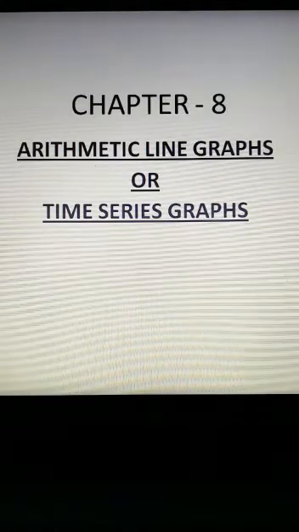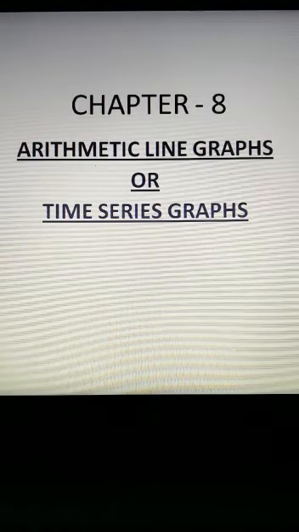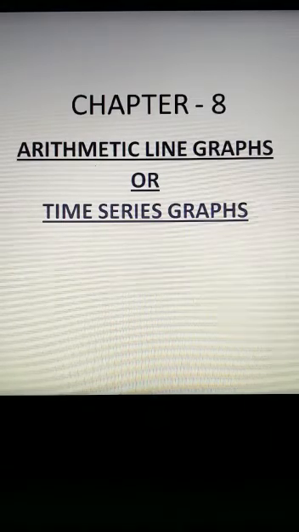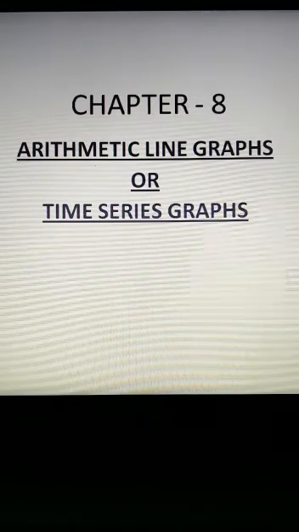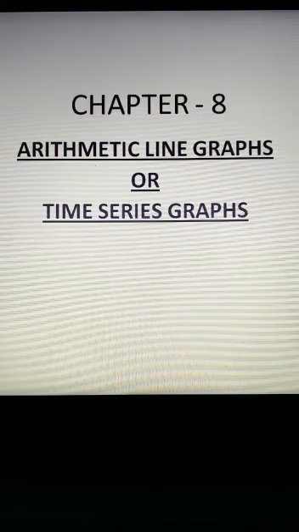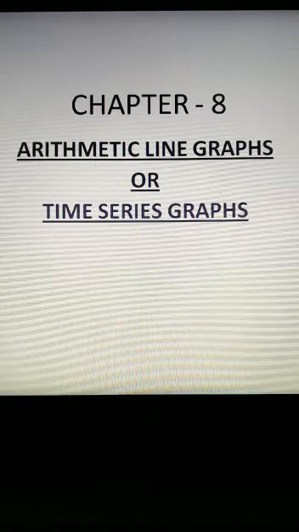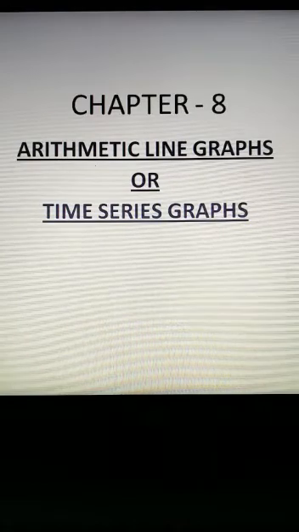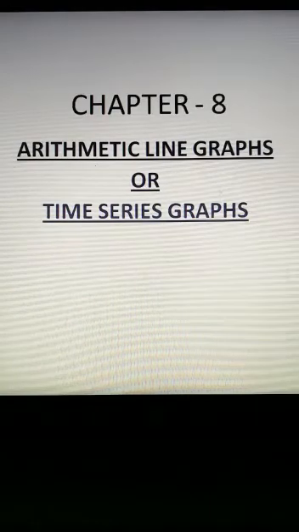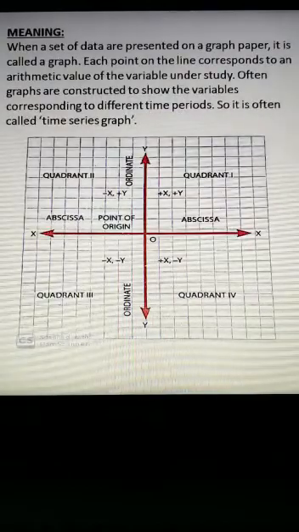Hello everyone. Now in economics, the next chapter is chapter number 8. We are going to see about arithmetic line graphs or time series graphs. And I hope all of you know graphs. You have drawn the graphs. No? You know about the graph paper and how to mark the x-axis value, y-axis value. I hope so. All of you will know that. Even then, we will recollect once, right?